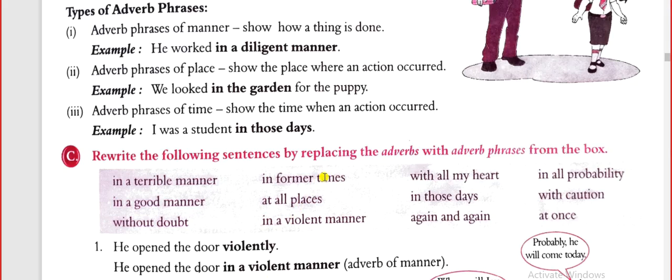है ना. आप लोग यही कहना चाहते हैं. ठीक है, अब आगे बढ़ते हैं. Adverb phrase of place. Now, adverb phrase of place shows the place where an action occurred. It is very simple. There is no confusion. We looked in the garden for the puppy. है ना. So you need to find out.